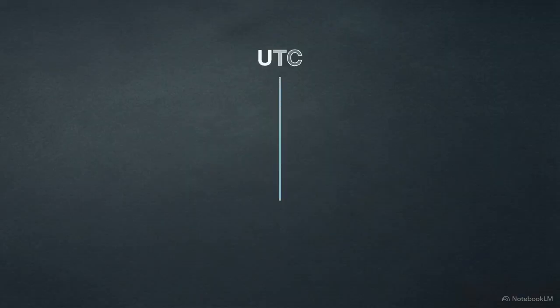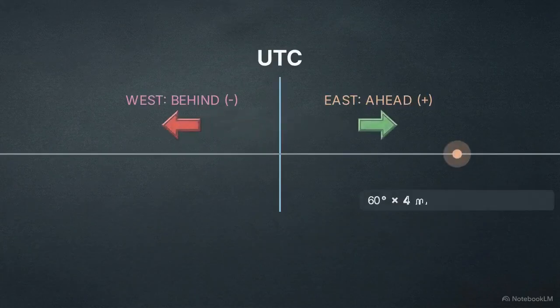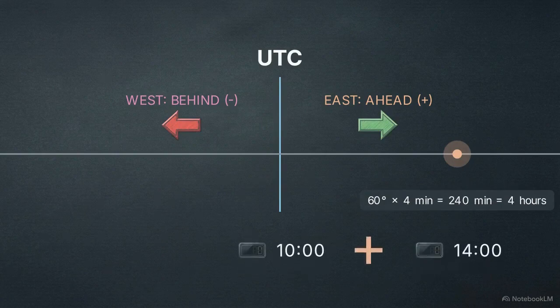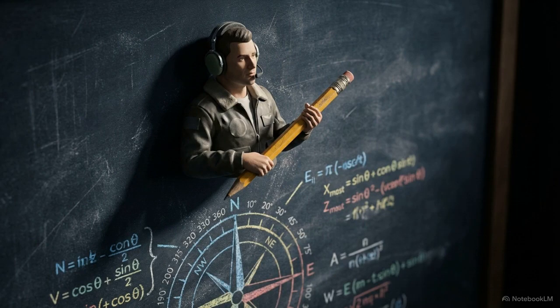This timeline maps the directional rule. East is ahead, west is behind. 60 degrees east is 4 hours. East means add. UTC 10 a.m. becomes LMT 1400. 60 degrees west is 4 hours behind. Subtract from UTC 10 a.m. for LMT 06 a.m. Committing this simple mnemonic, east is ahead, west is behind, to memory helps prevent the directional errors that commonly occur in navigation exams.